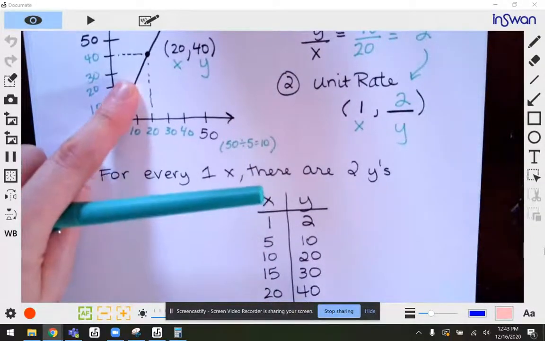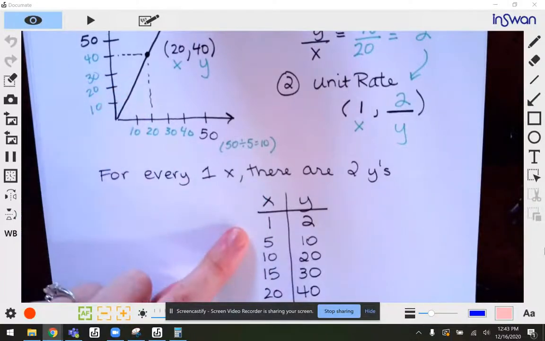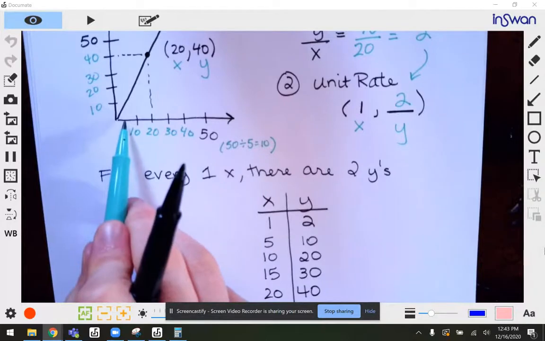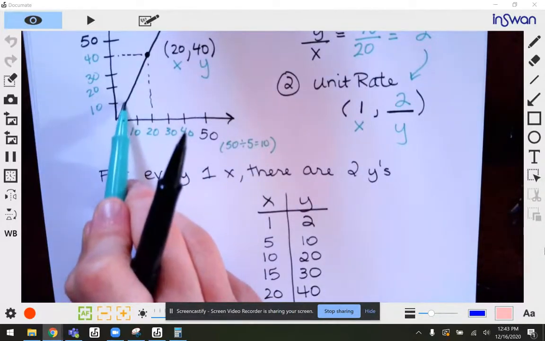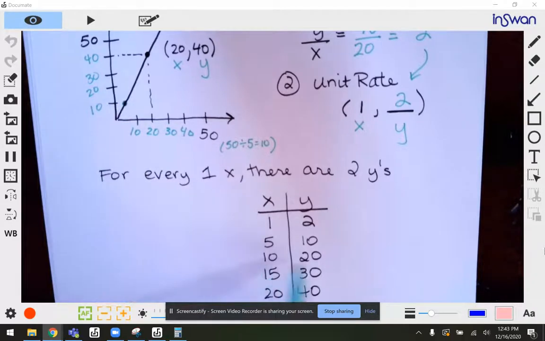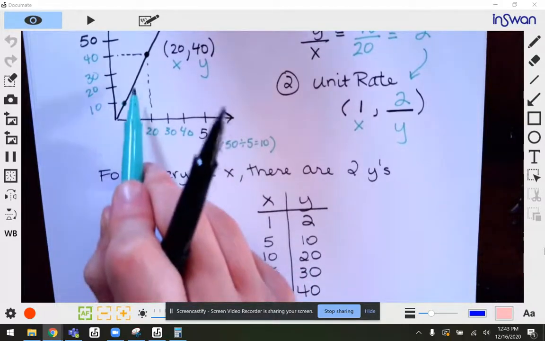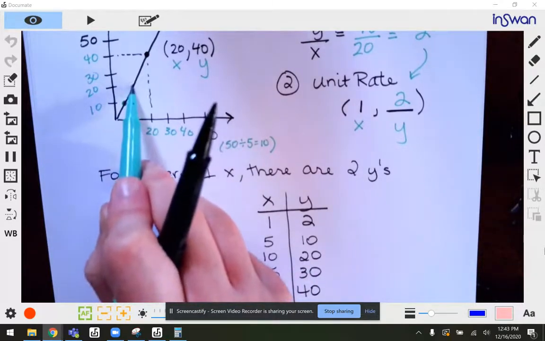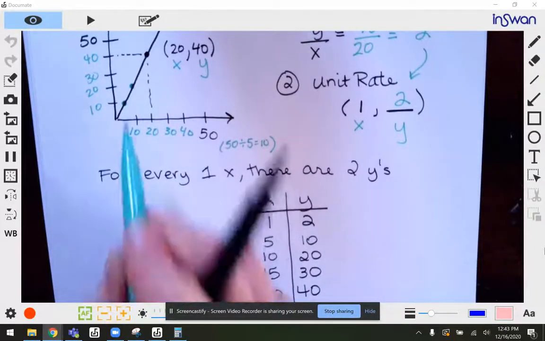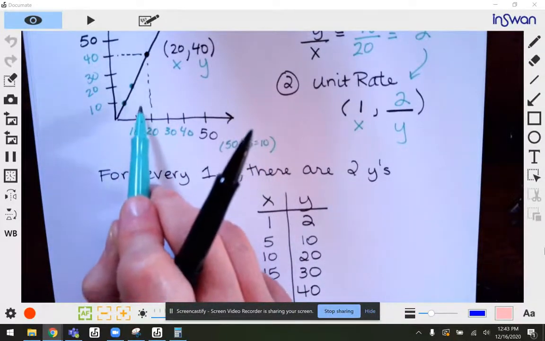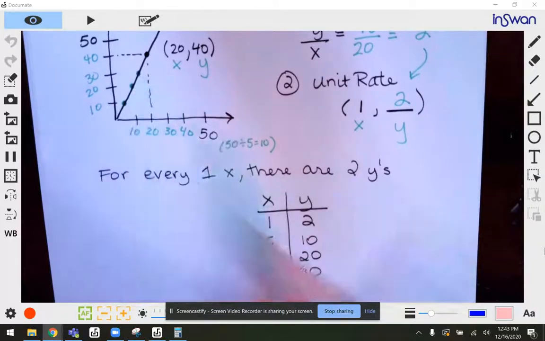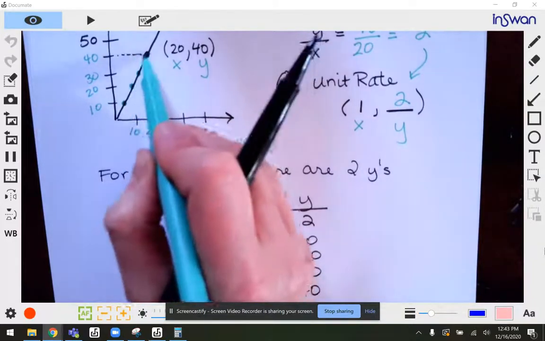And then we can check on the graph, does it make sense? So 5, 10 would be around here, right? Halfway between 5 on the x-axis and 10 here, that falls on our line. 10, 20, 10 here, 20 on the y-axis, that falls on our line. 15 would be halfway in between, 30, that falls. And then 20, 40 was our original point.